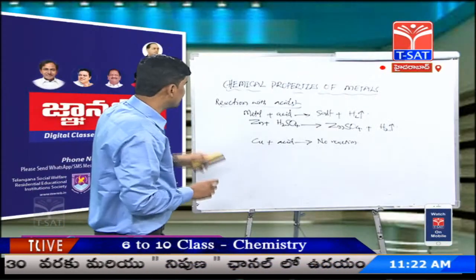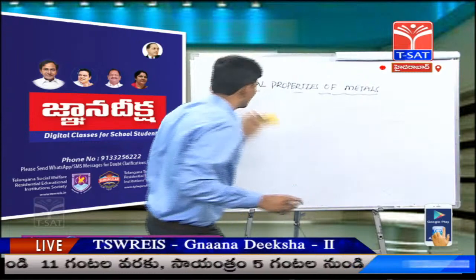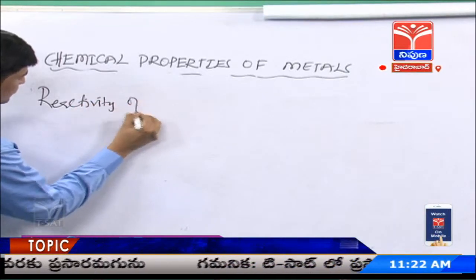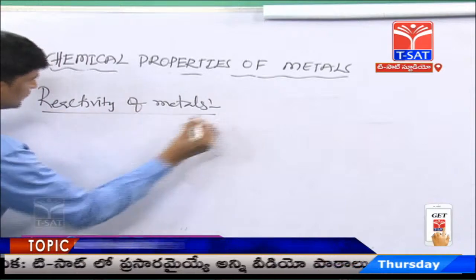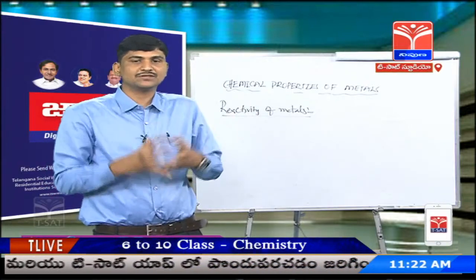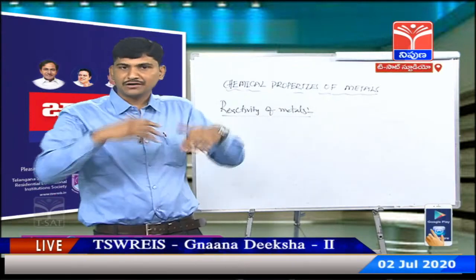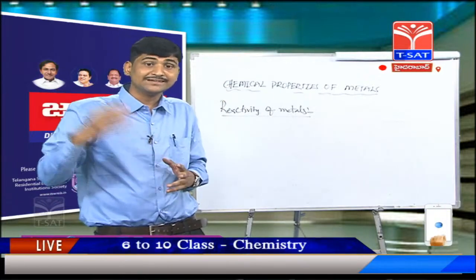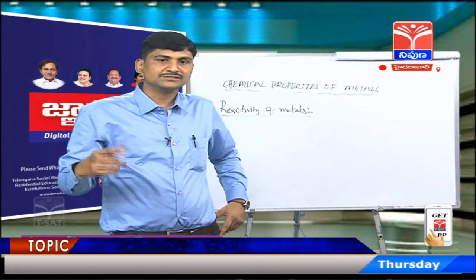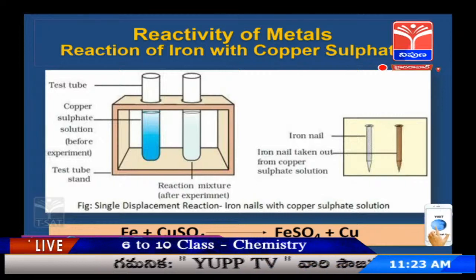Okay children, the last chemical property of metals we will see is the reactivity of metals. Children, you can see a slide. We have taken one test tube with copper sulphate solution, which is blue in color, and 2 iron nails. One we kept aside, and one we dipped into the copper sulphate solution and left undisturbed for some time. After some time we observed that the iron nail in the copper sulphate solution was converted to a reddish brown color, and the copper sulphate solution lost its blue color; the blue color faded and it became greenish. So, let us see the reaction.